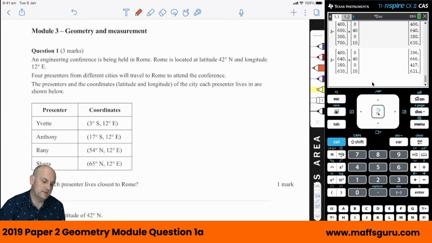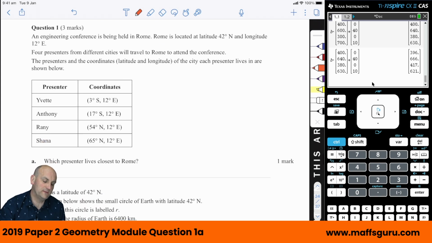All right, geometry and measurement. An engineering conference is being held in Rome. Rome is located at latitude 42 degrees north and longitude 12 degrees east. 4 presenters from different cities will travel to Rome to attend the conference. Presenters and the coordinates, latitude and longitude, of the city each presenter lives in are shown below. Which presenter lives closest to Rome?